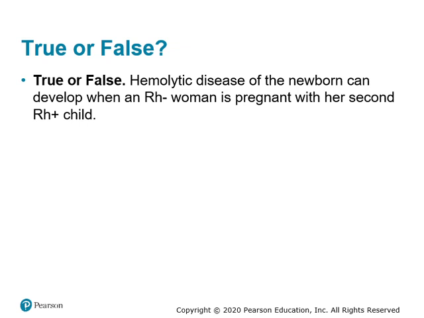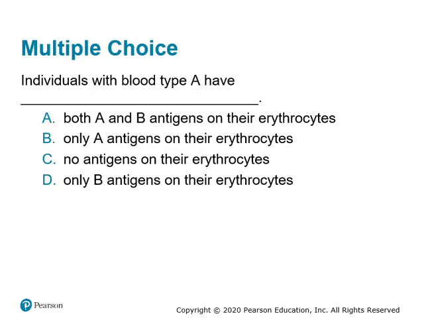True or false? Hemolytic disease of the newborn can develop when an Rh negative woman is pregnant with her second Rh positive child. You said true, you're correct. It is only going to be seen during that second pregnancy. It might be seen during a third as well if she's never treated, but it's going to be seen for the first time upon that second pregnancy with an Rh negative woman and Rh positive child.